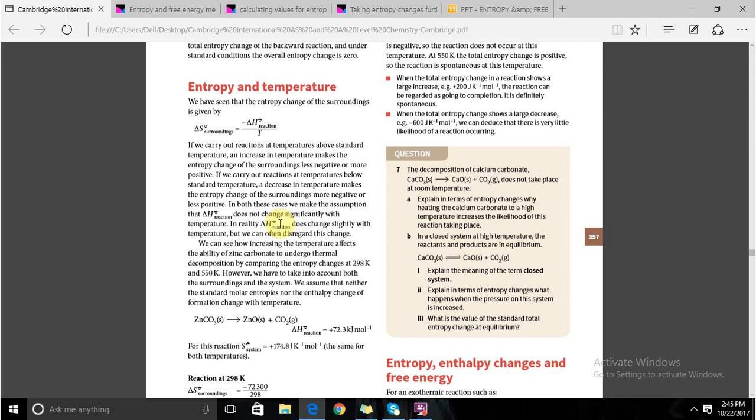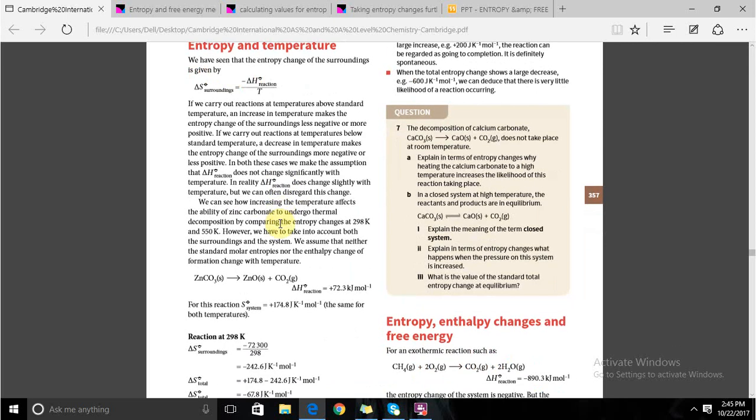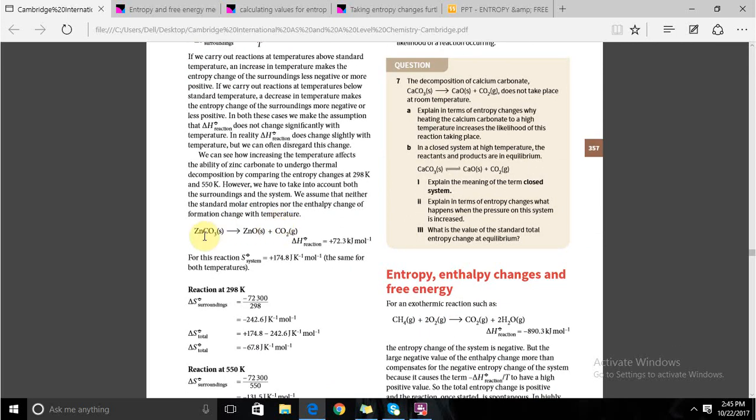Let's have an example of just how important temperature can be, because previously we talked about how the enthalpy change could be really important and how interestingly it could manipulate the spontaneity of a reaction. Now let's talk about the temperature. So this is the equation: zinc carbonate going to zinc oxide and CO2.